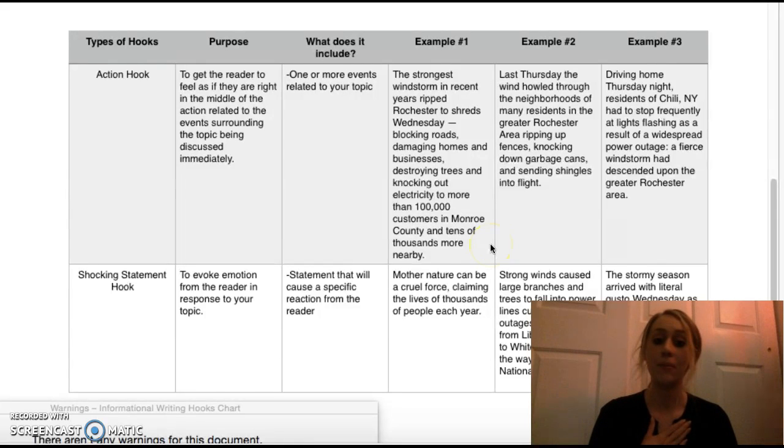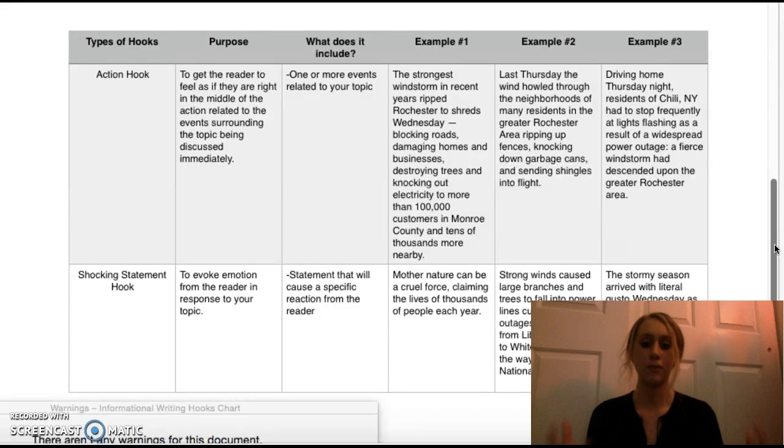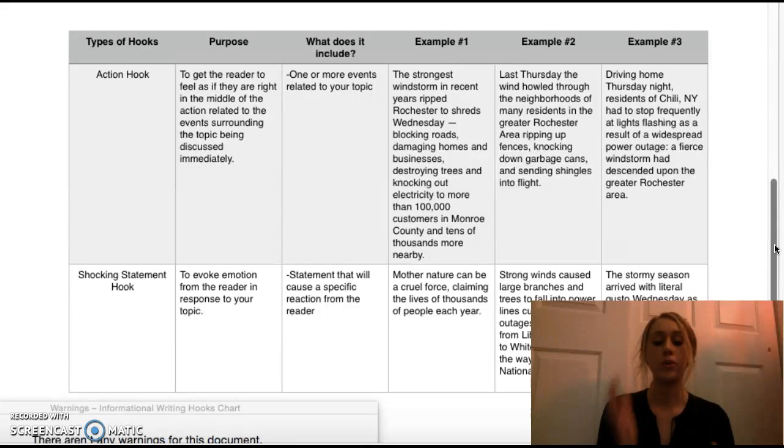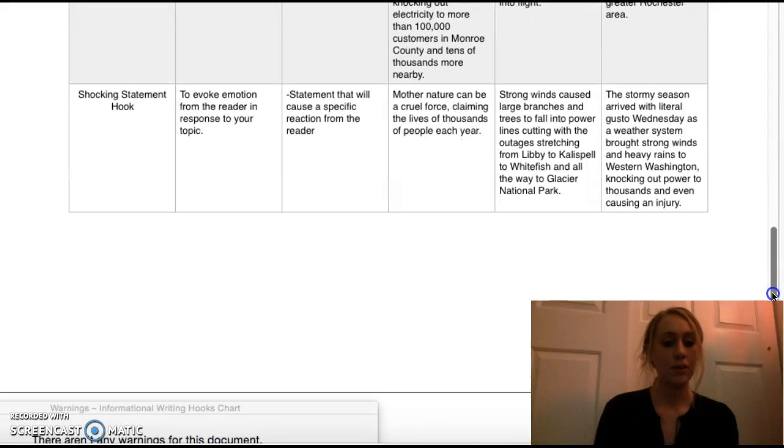So as the reader, I'm already imagining all of this action going on, and it's giving me some information about the devastation caused by this windstorm. So if I were to begin thinking about how I would survive a windstorm, knowing all of this action and these events that were happening would help me to consider what I would need to know to be safe during it.